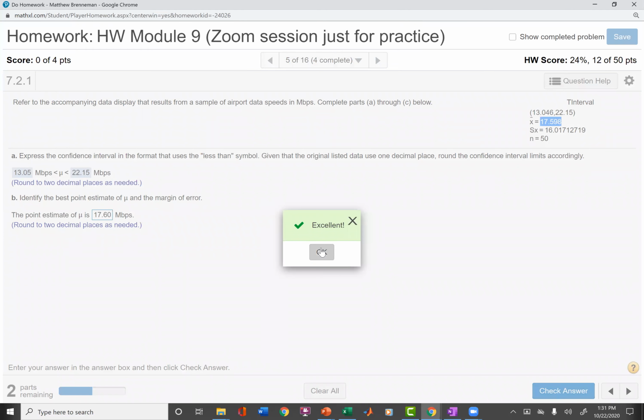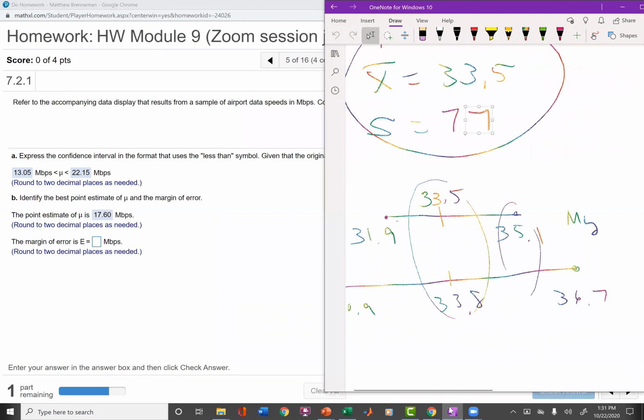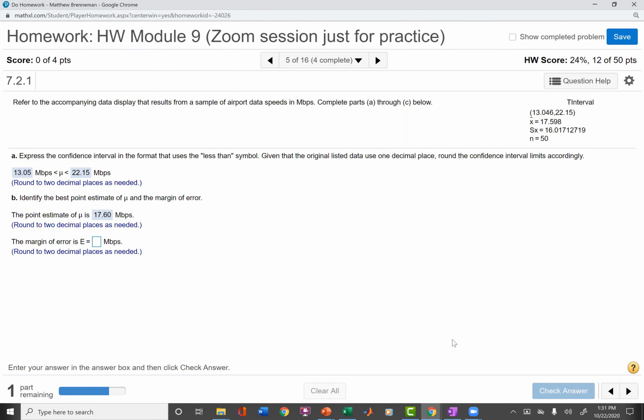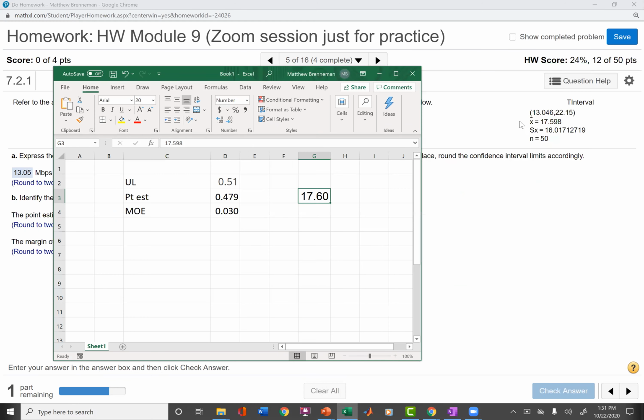Margin of error, again, you have your pick. You can do it 3 different ways. So here's your confidence interval. Here's your point estimate. So you can do this minus this, or this minus this, take the absolute value, or this minus this, and divide by 2. Whatever is easiest for you. Again, I'm going to do this in Excel because I have everything all set up. So these little Excel things can really help you a lot. They're really useful.